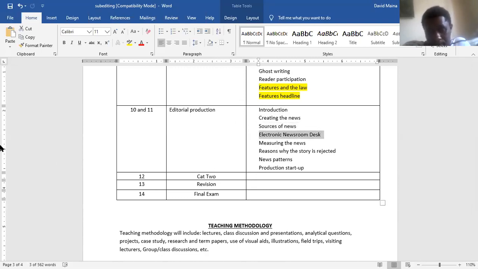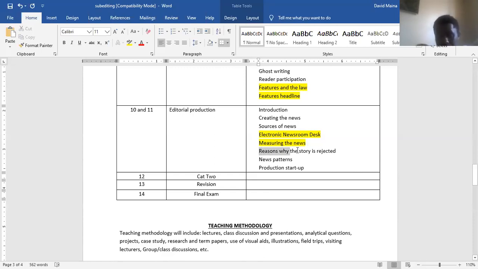Remember, we are in the 21st century. We will look at the electronic newsroom desk. Nowadays, the way the newspaper is written is not like kitambo. So we look at that. We will look at measuring news. When you're talking about measuring news, we are saying, how do you determine that this is newsworthy and this one is not newsworthy? What criteria do you use to determine that this is news and this other one is not news?